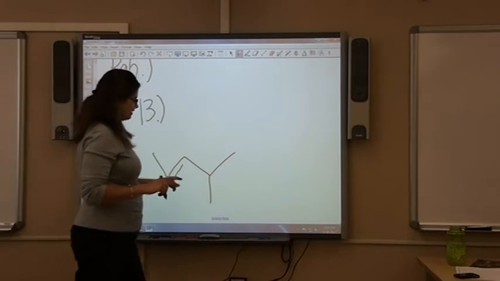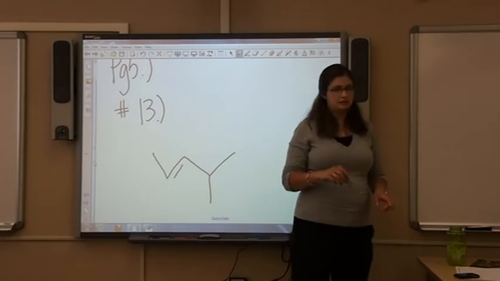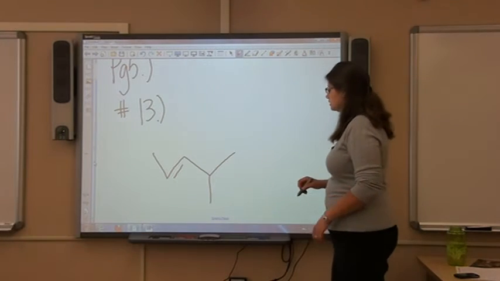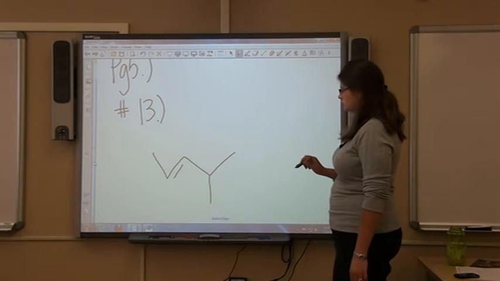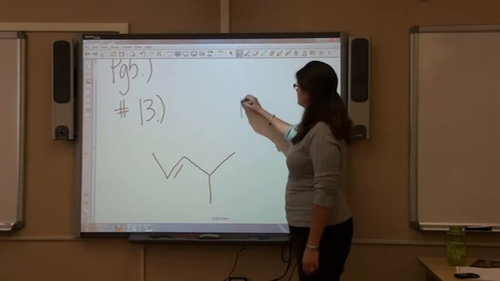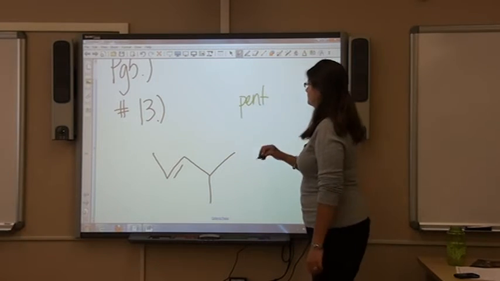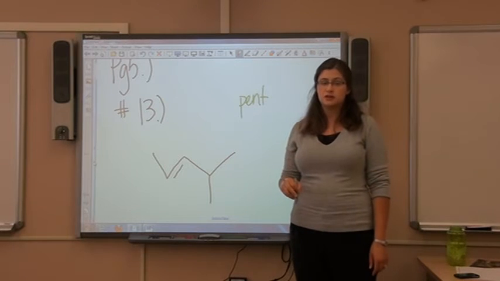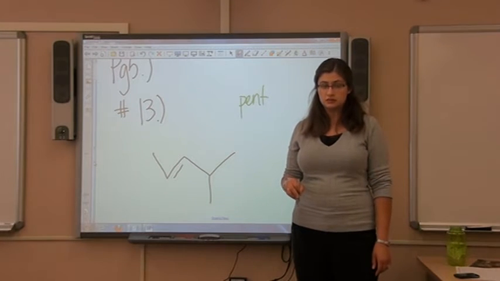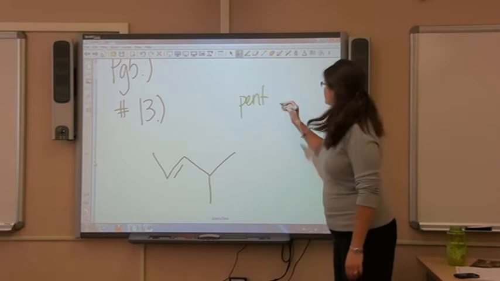Okay, here we have an example of an alkene. So you're going to want to count how many carbons you have: 1, 2, 3, 4, 5. Now we don't write ane anymore as our suffix because we have a double bond. Which suffix do you use? Ene.